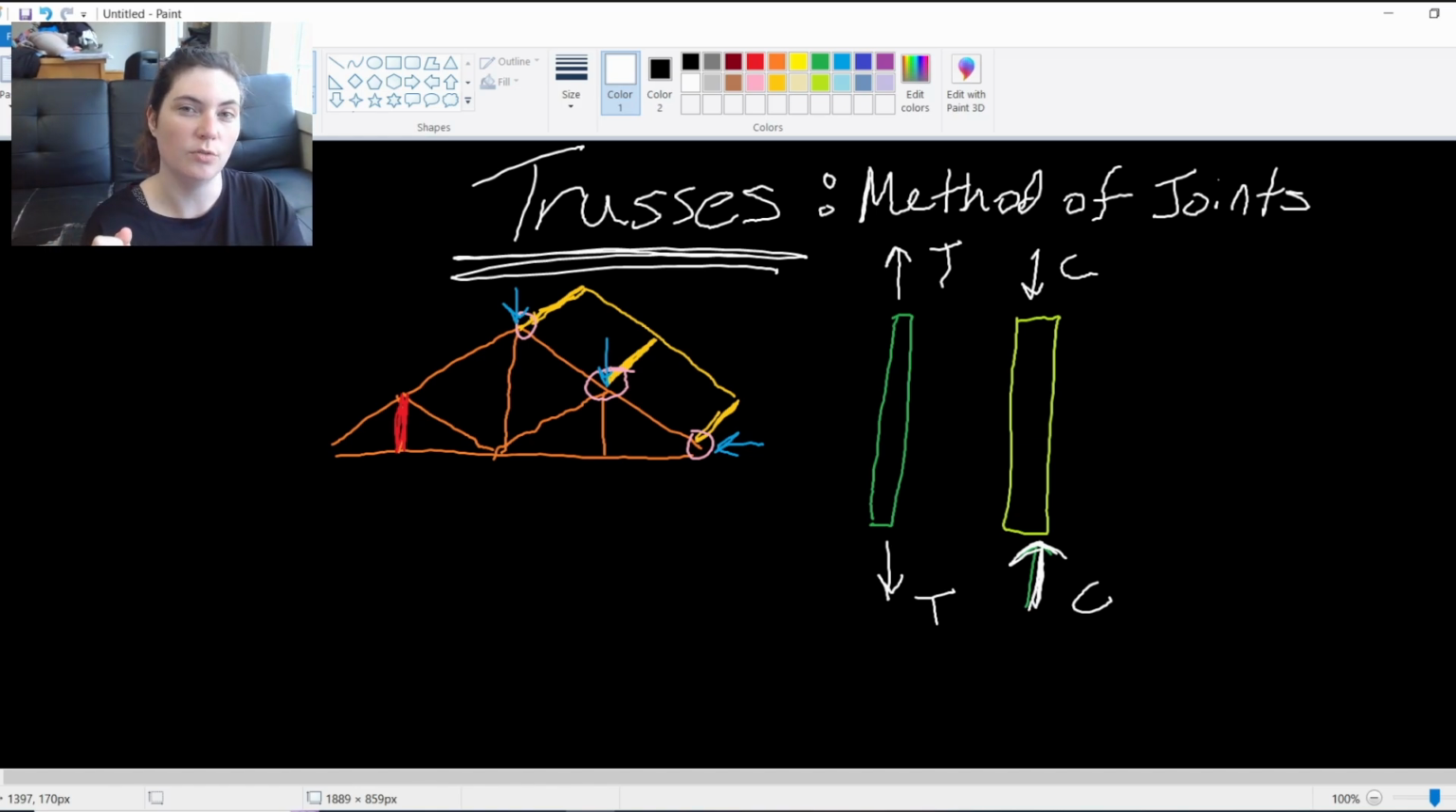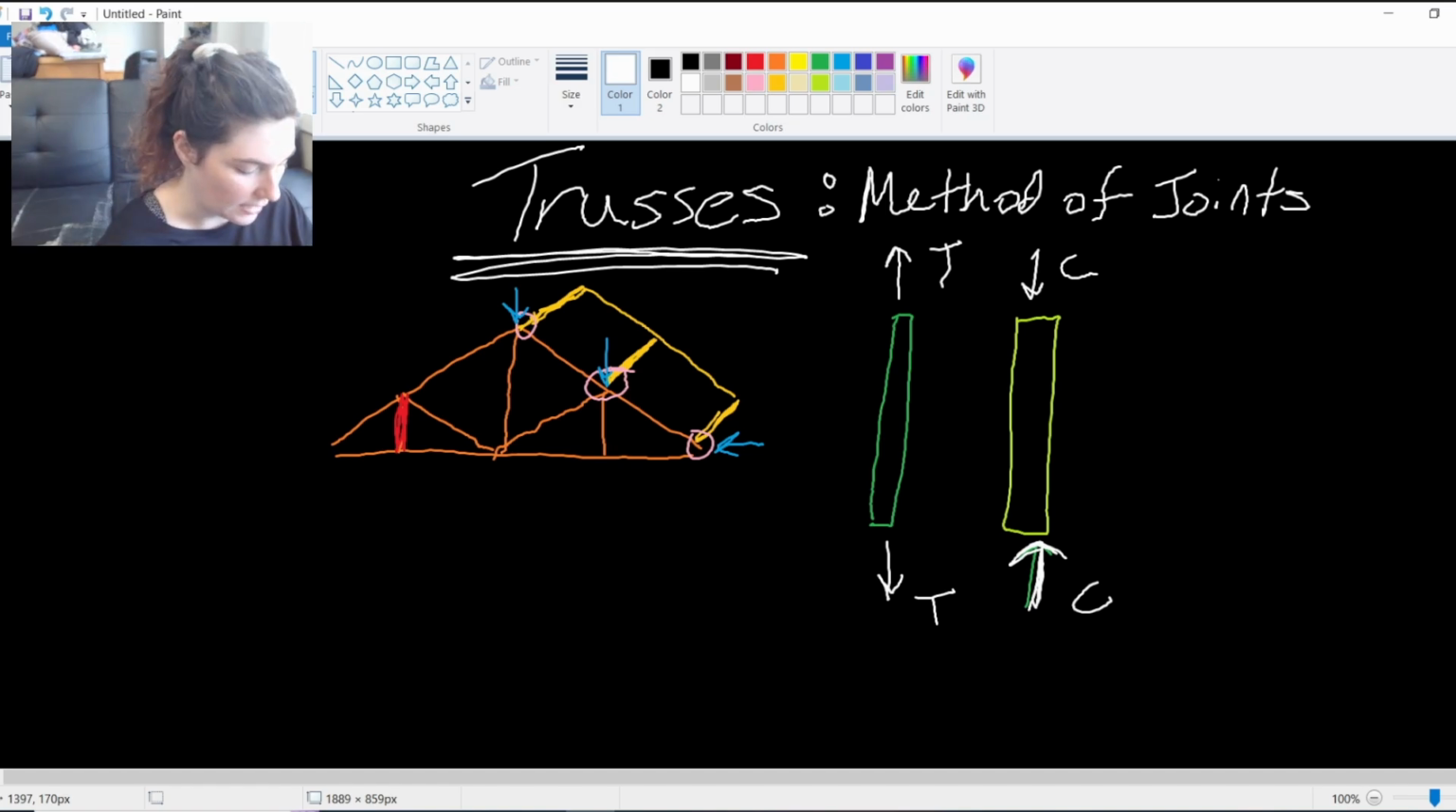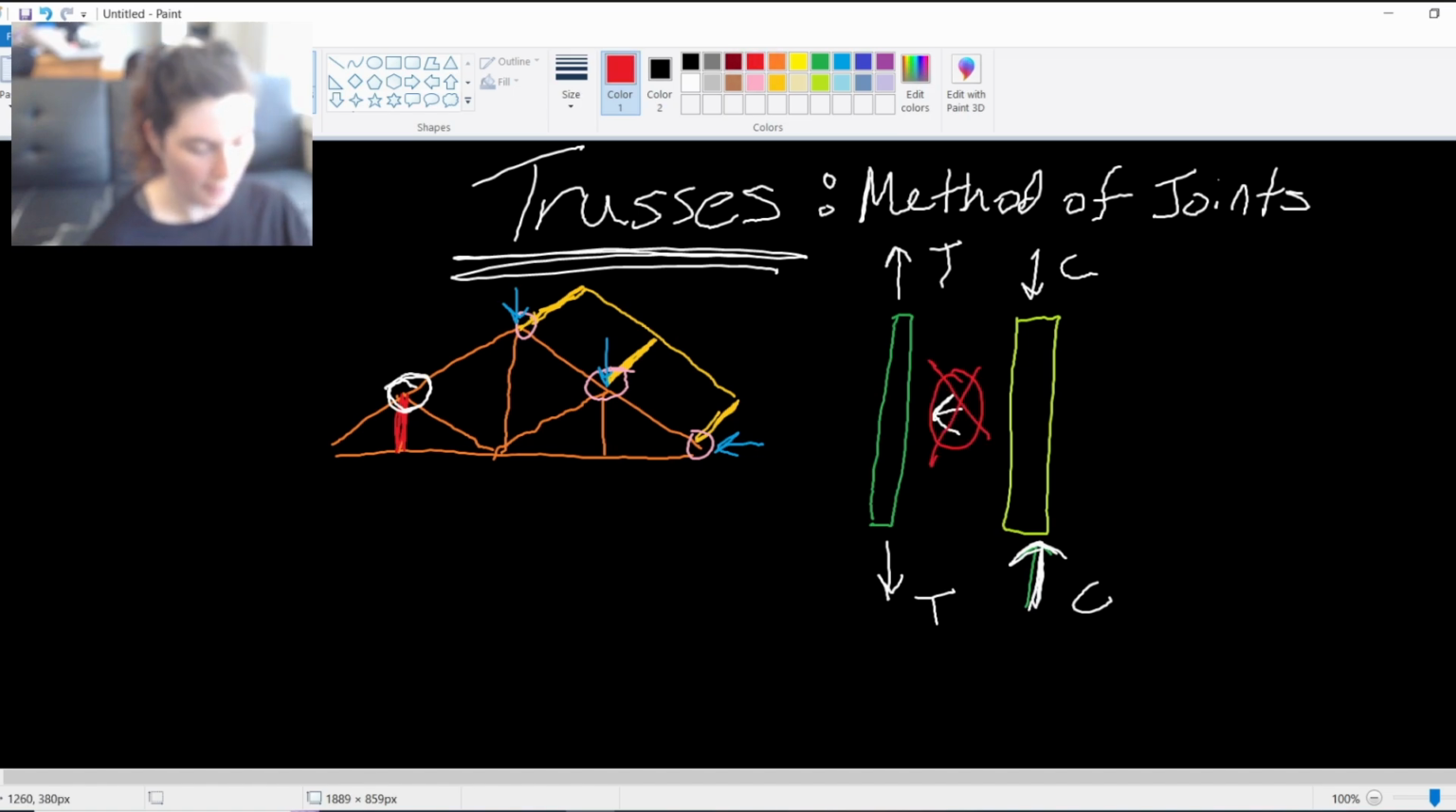Sometimes we do have 0-force members. We're going to talk about that in the next video, but generally we say all of our members only have 2 forces. They're 2-force members. No load is going to be applied anywhere on the member itself, only on the joints. So these members are going to be in tension or compression. Any loading is going to happen on these joints and not anywhere on the body of the member itself.